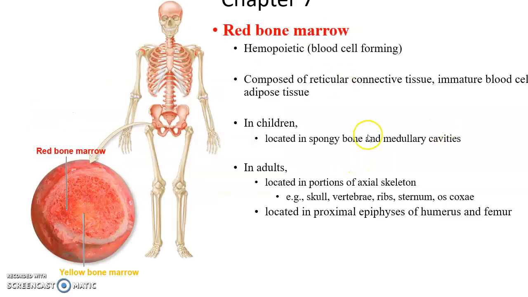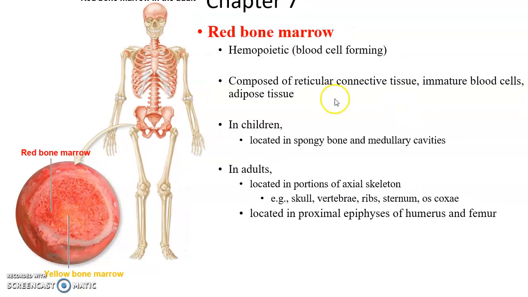Red bone marrow is hemopoietic, so it produces all of the blood cells that we need. It's composed of reticular connective tissue that forms a mesh, and attached to that mesh are immature blood cells, the stem cells that produce the blood cells, and also some adipose tissue.